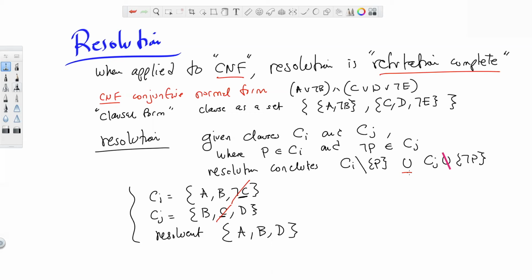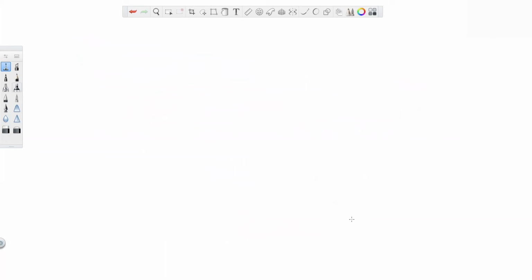Before I show a concrete example, someone's asking whether this is a union, right? No, okay, you're right. You're talking about this part here, and correct, this should be set subtraction. Very good. Thank you.